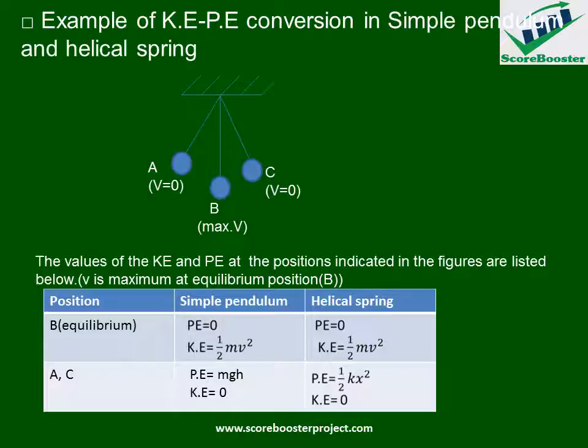energy is 0. Similarly, in the helical spring, at point B, the potential energy will be 0, while the kinetic energy will be half mv square. Then at points A and C, the potential energy will be given as half ke square, while the kinetic energy is 0.